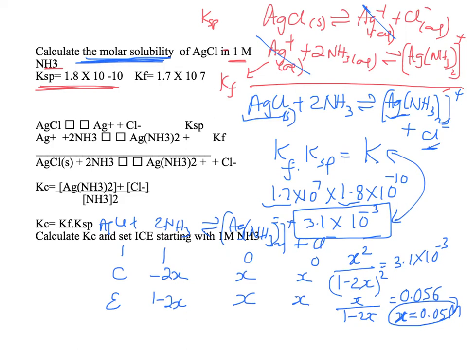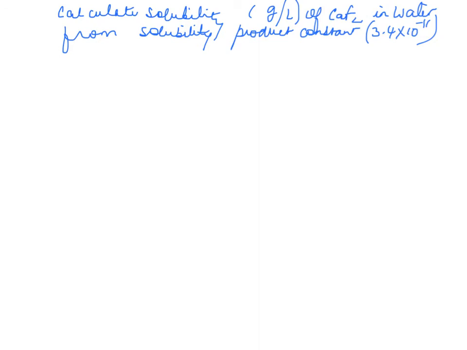Okay. All right, let's solve another question. The question is you have to calculate the solubility in grams per liter for CaF2 in water from the solubility product constant, which is given 3.4 times 10 to the negative 11. We've done such examples, and again, your dry lab will provide you more practice. But I just thought I'll wrap it up with a couple more solubility questions. The more you do, the better you get.